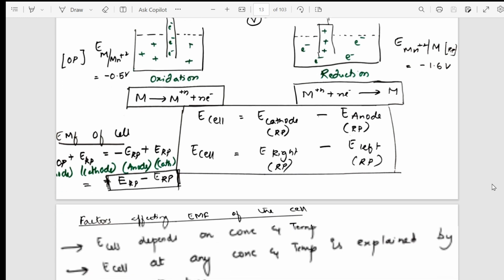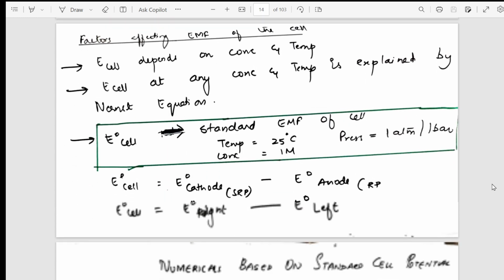From there, I have gone into factors affecting the electromotive force, or the EMF of the cell. I have given the temperature conditions, pressure conditions, concentration, and the formula.